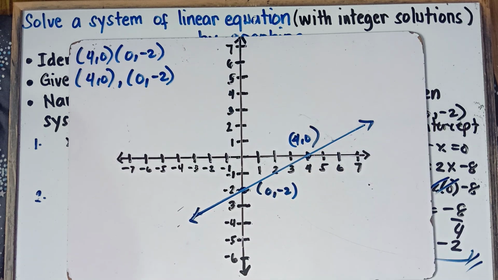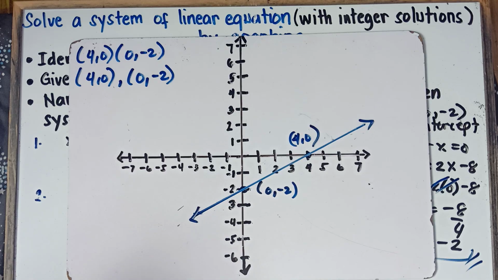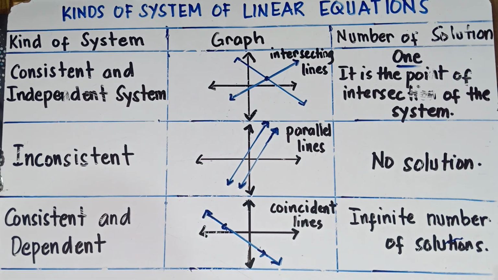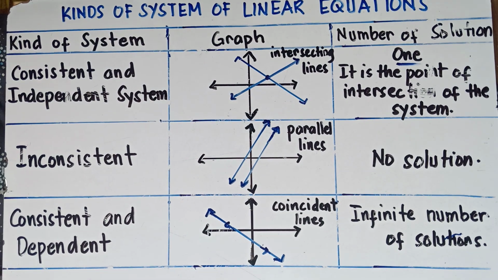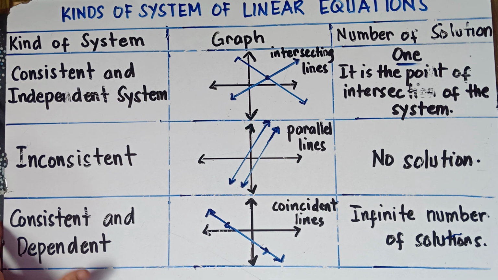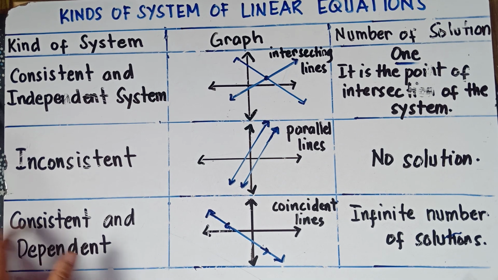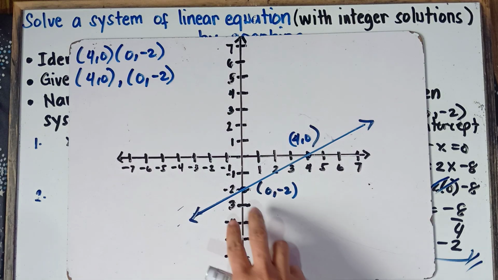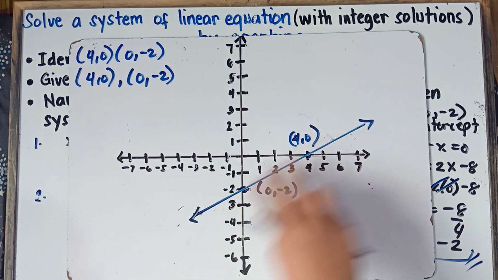Now, if you only have one line, we call that one class coincident line. They lie on the same line. Once again, class, they share the same slope. When two or more lines lie on the same line, we call that coincident lines. So therefore, class, the answer for the kind of system, I hope it's clear for you, they lie on the same line.